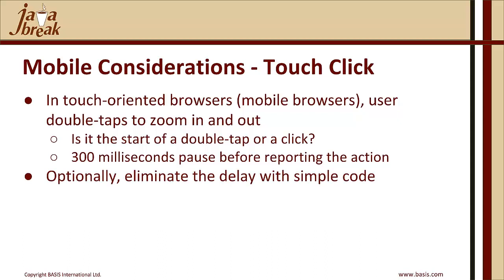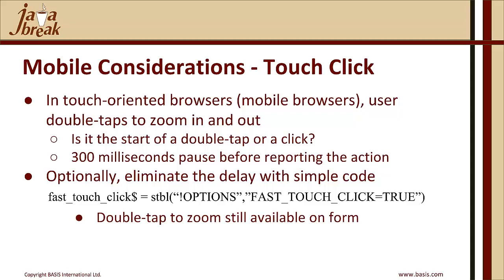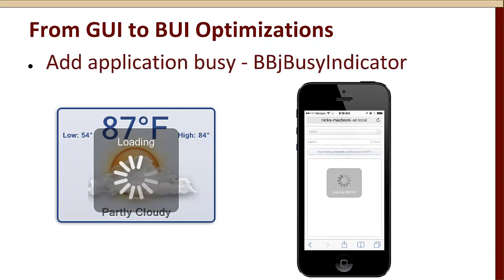So we've given you the option to eliminate the delay with some simple code. You can utilize the bang options for fast touch click equals true. What that'll do is eliminate the delay for clicking on buttons. The double tap to zoom is still available on the form itself. What about the busy indicator I mentioned earlier? How do we enable that? We've added the BBJ busy indicator to allow you to load your own busy indicator that'll show up when the application's busy doing something and you want to give the user feedback that it's still in progress and they should wait for it to respond.